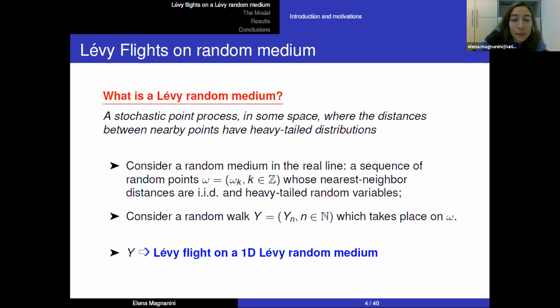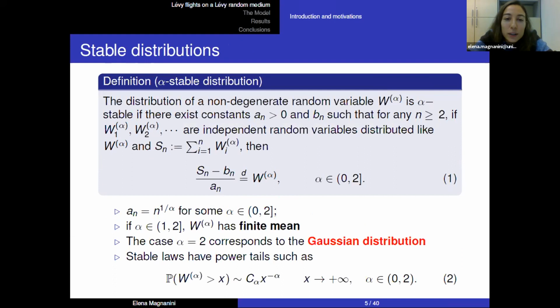Okay, I just want to give you some preliminary definitions. I start with the alpha stable distribution. The distribution of a non-degenerate random variable W alpha is called alpha stable if there exist strictly positive norming constants An and Bn such that, if we consider the partial sum Sn of IID copies of W alpha, the equality in distribution in display one holds. The An are necessarily of the form n to the 1 over alpha for some alpha between 0 and 2. When alpha is between 1 and 2, W alpha has finite mean, otherwise not. The case alpha equal to 2 corresponds to the Gaussian distribution, so it is a known case. Moreover, non-Gaussian stable laws have power tails that scale as in display 2 when x goes to infinity.